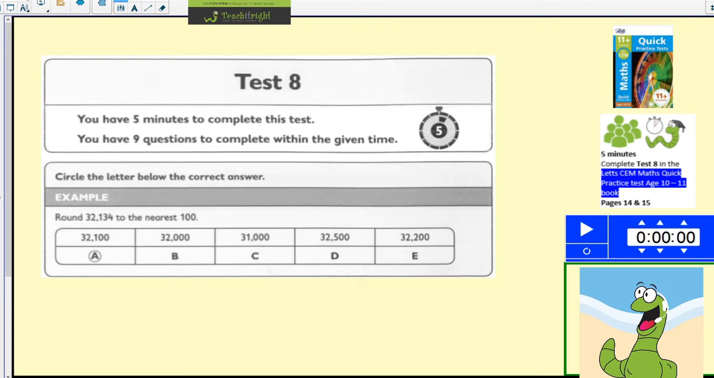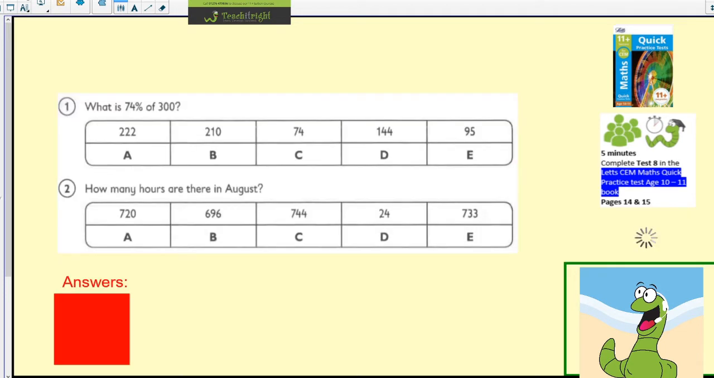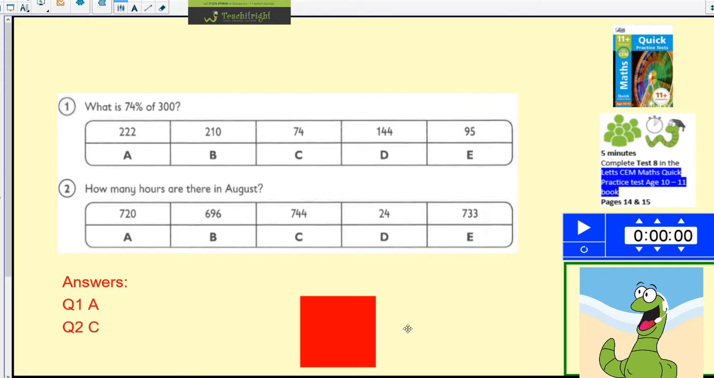Right, welcome back. Let's go through the answers together. First off, I can just reveal the answers: A and C, and let's just talk about why. Question 1, we've seen this before, hopefully: percentages. 74% of 300. What would I have recommended splitting it into?